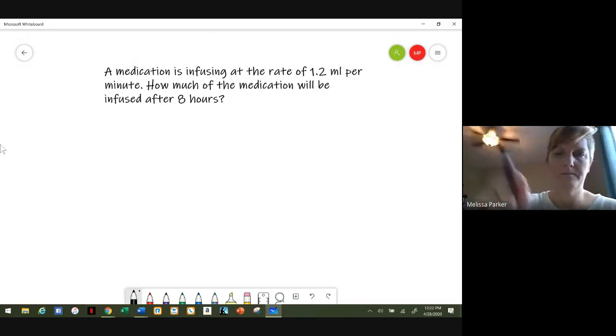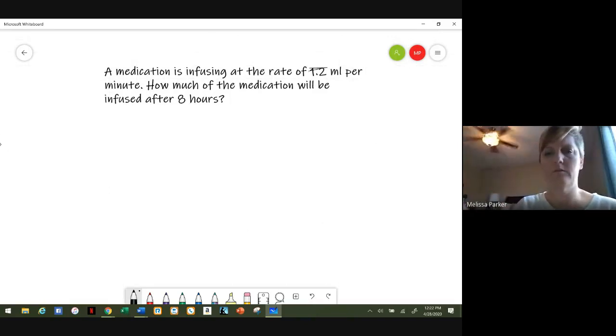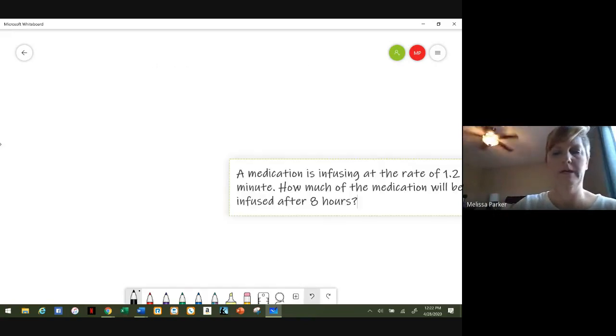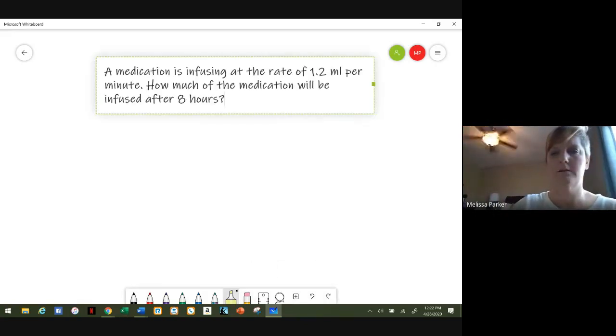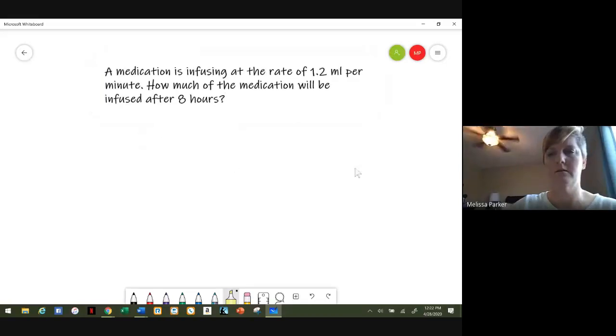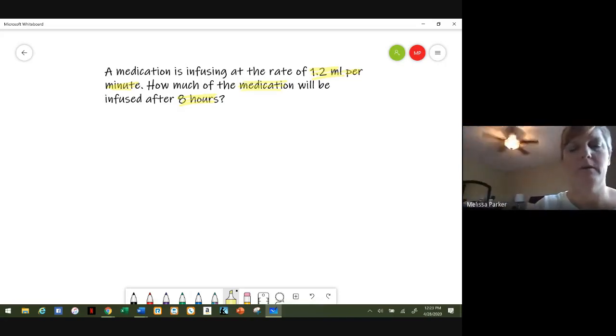Okay, so now we have an infusion that's going at 1.2 mLs per minute, and the medication will be infused in 8 hours. So basically we're trying to figure out how much of the medication the patient is going to get if it's set at this rate on the pump and it runs for 8 hours. So we're solving for mLs because the infusion or the medication is liquid. So I know it's going to be in mLs.